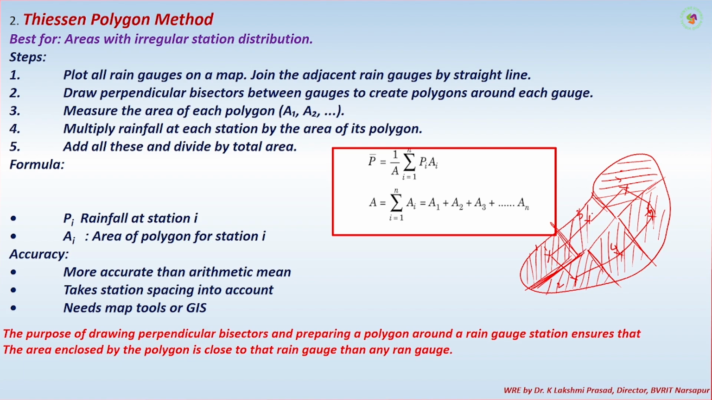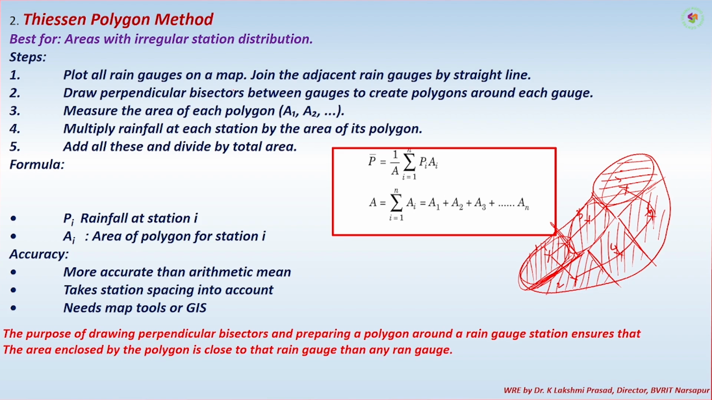For rain gauge station 3, this is the nearest area. So now, by drawing the perpendicular bisectors, I find out the area corresponding to each rain gauge. Each rain gauge corresponds to which area, that I calculate. Once I calculate that area, the rainfall is multiplied by that area. Like that I sum it up and divide by the total area of the catchment. Exactly the same I have written, if you see it.